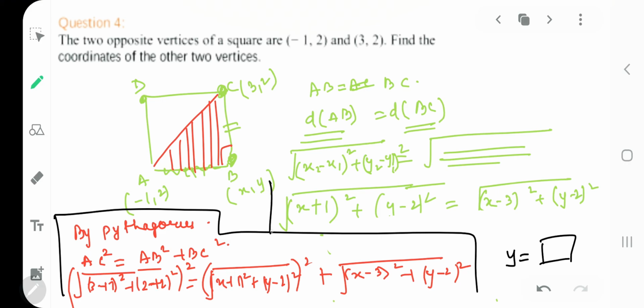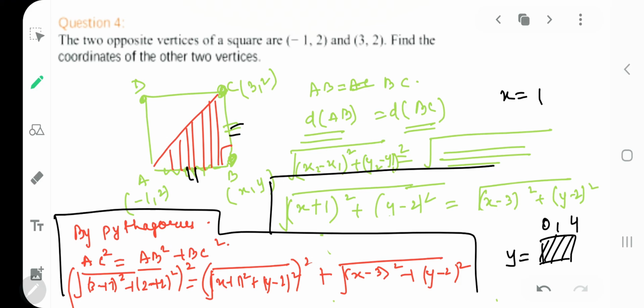From your first equation, that is distance of AB is equal to distance of BC, we got the value of x. Yes, x is equal to 1. And from here you will get the value of y. Clear? Okay. I'll tell you, y you will get 0 and 4.